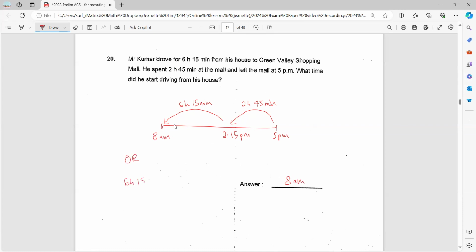So if you were to add up the time, it will be like that. 6 hours 15 plus 2 hours 45. So 15 and 45 give you an hour. 6 and 2 gives you 8 hours, plus 1 more is 9 hours. So 9 hours back. Okay, so 9 hours back from 5 p.m., which is 8 a.m.